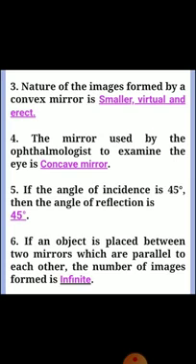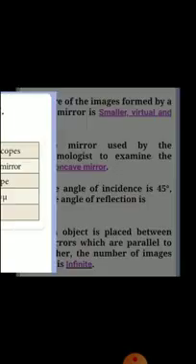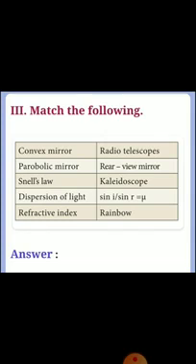Next, fourth one, the mirror used by the ophthalmologist to examine the eye is dash. Answer, concave mirror. Next, fifth one, if the angle of incidence is 45 degree, then the angle of reflection is dash. Answer, 45 degree. Sixth one, if one object is placed between two mirrors which are parallel to each other, the number of images formed is dash. Answer, infinite.